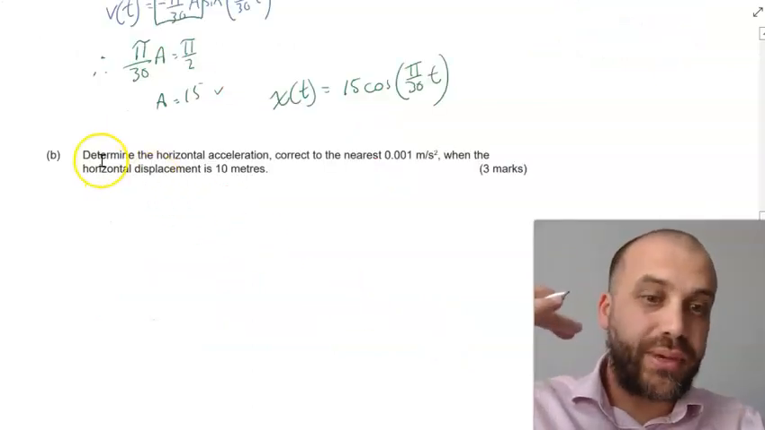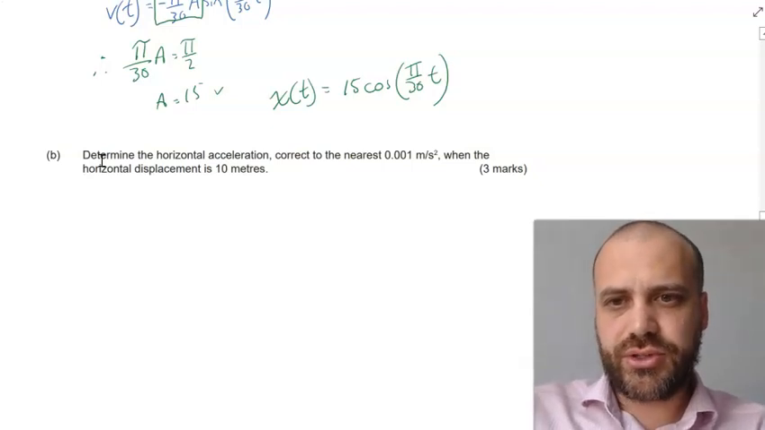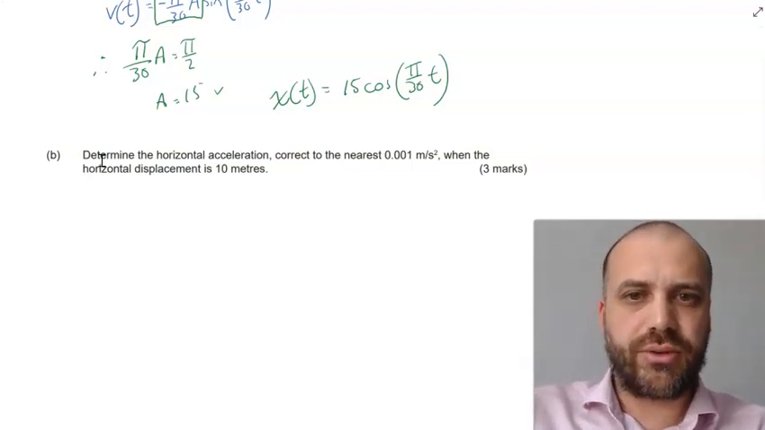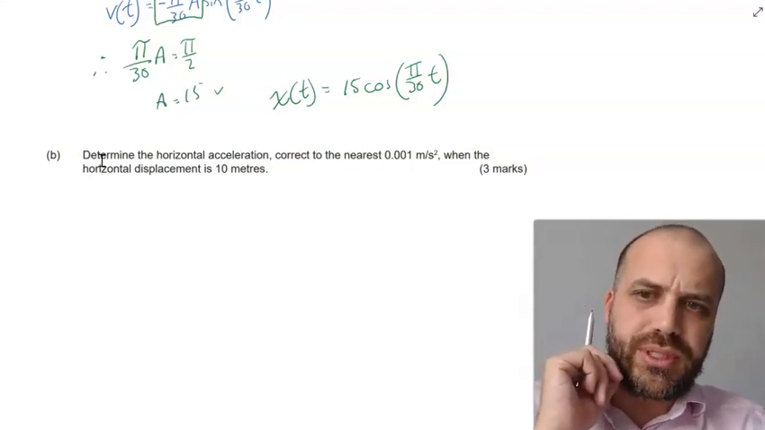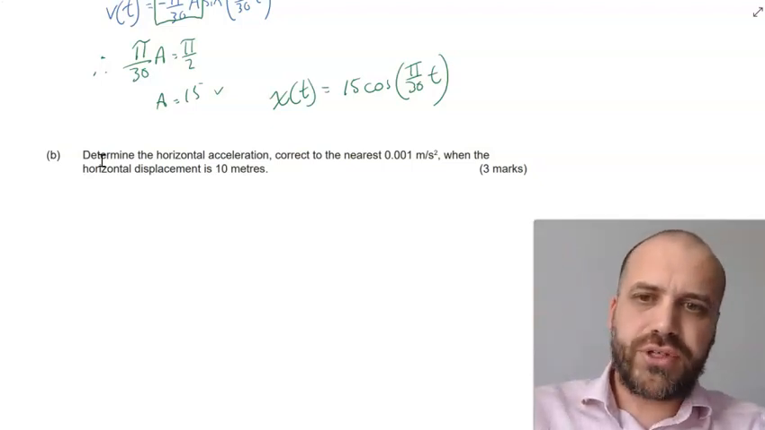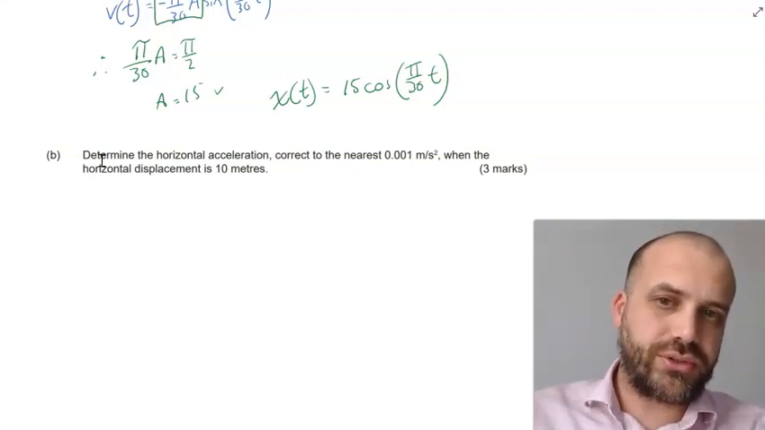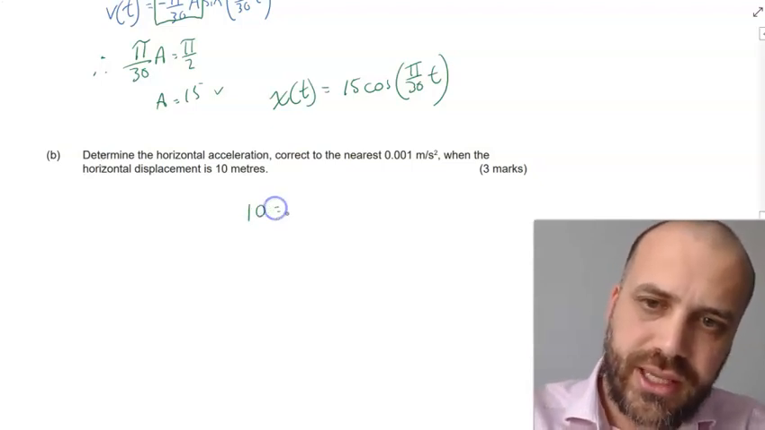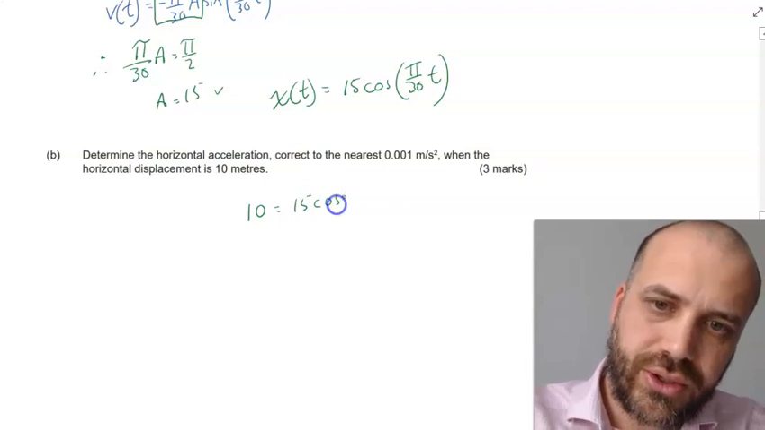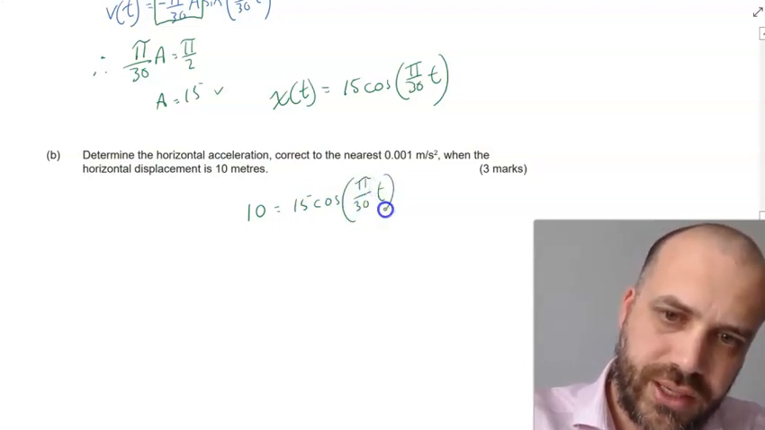Alright, so part B, and I think it's time to break out our calculator here. It says determine the horizontal acceleration correct to the nearest 0.001 meters per second squared when the horizontal displacement is 10 meters. So the first step is the second part. I'm going to find out when the horizontal displacement is 10 meters. So 10 is equal to 15 cos pi on 30 t.